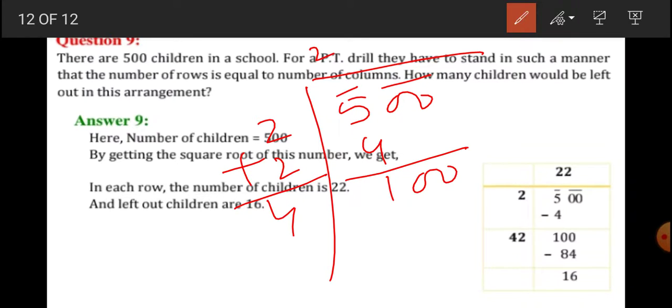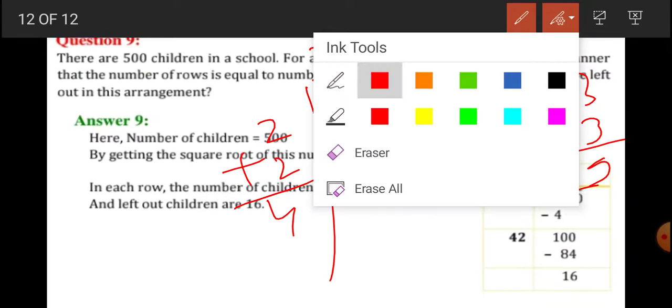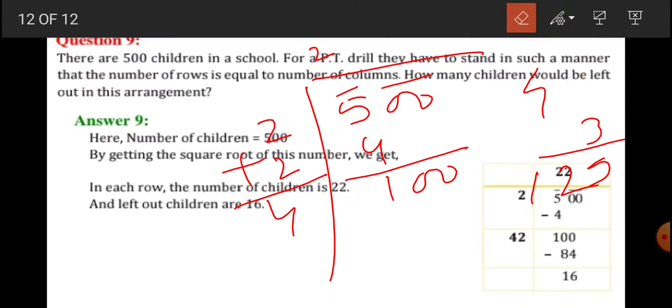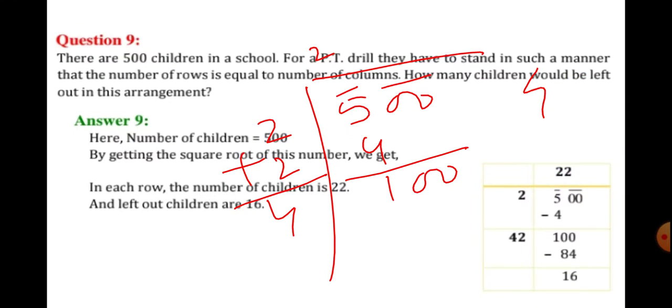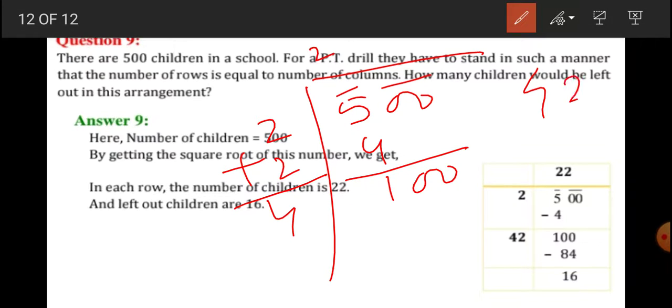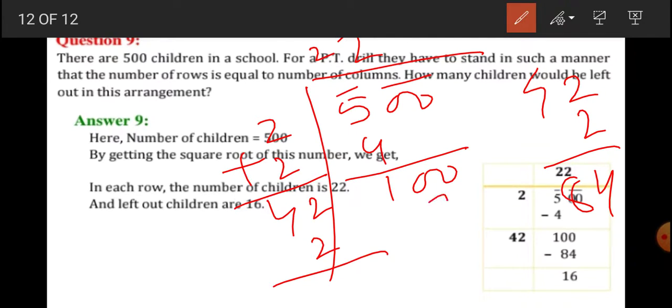Now students, we have 4. If we take, suppose, 3, then 3 3s are 9, and 4 3s are 12, giving 129, which is a bigger number. So definitely we will not take 3. Then what comes before 3? 2 comes, so we will take 2. After taking 2, 2 2s are 4, and 4 2s are 84. So we will write 2 here, and its product will be 84.